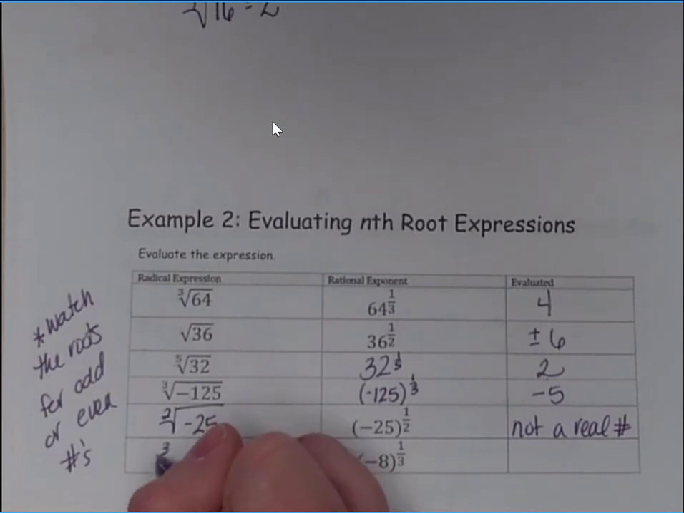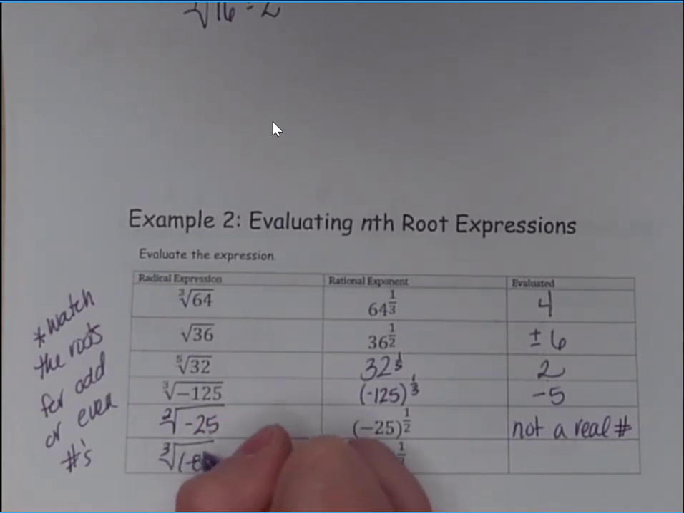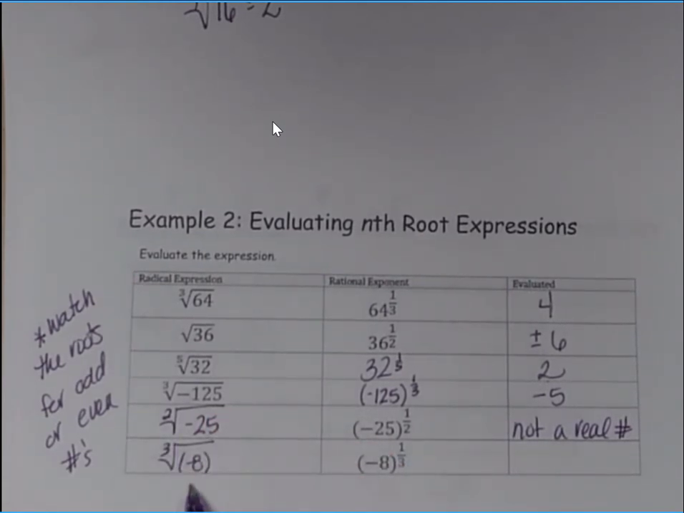All right, so now here I've got the cubed root of negative 8 to the 1st power, and the cubed root of negative 8 is negative 2.